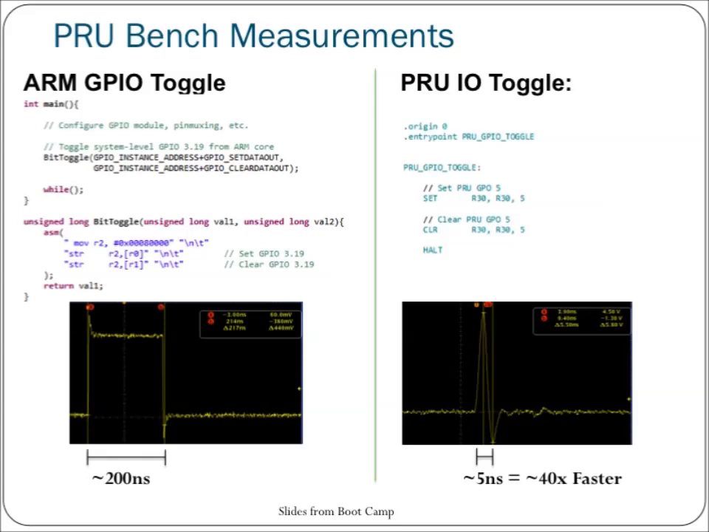As you see, on the ARM side, you will be able to do it in 200 nanoseconds. You cannot go lower than that. However, in the PRU, you can do it in 5 nanoseconds, which is 40x faster. So this BeagleBone is really powerful, as it gives you high-level stuff, as you can play Linux on top of that, and it also has low-level capability, as you see here.